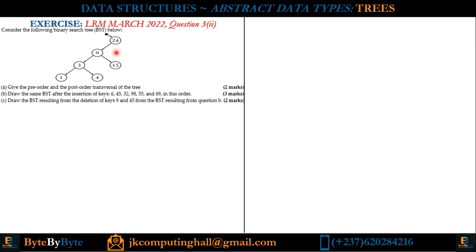It's not that you are drawing after adding one. No, the binary tree you must have at B should be one binary tree containing these nodes already inserted. The C part says draw the binary search tree resulting from the deletion of keys 9 and 45 from the binary search tree resulting from question B. So from the binary tree you obtain in B, you have to delete 9 and 45 and draw the resulting binary search tree. This question came for 7 marks.